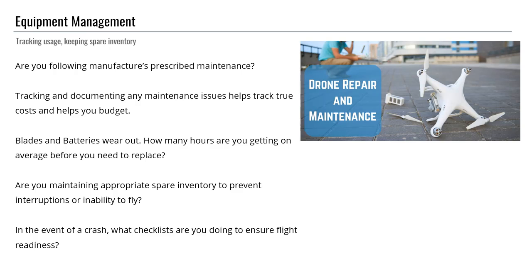Equipment manager: tracking usage and keeping spare inventory. Are you following the manufacturer's prescribed maintenance? Software will help you with that: tracking it, maintaining issues, tracking costs and budgets. Things do wear out. How many hours are you getting on average before you have to replace? So this can be preventive maintenance. Do you have spare parts to ensure that you don't interrupt or have the inability to fly? In the event of crashes or an accident, what checklist are you going to use to ensure flight readiness? These can all be tracked via software.